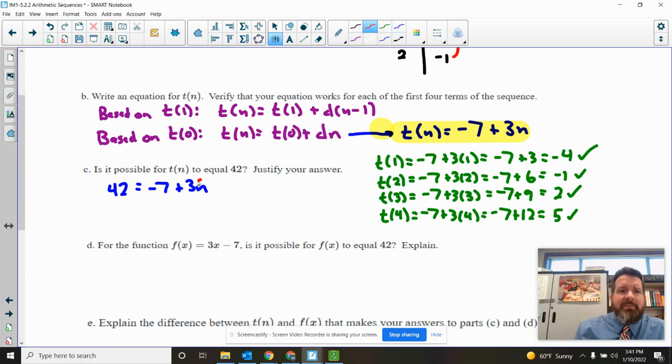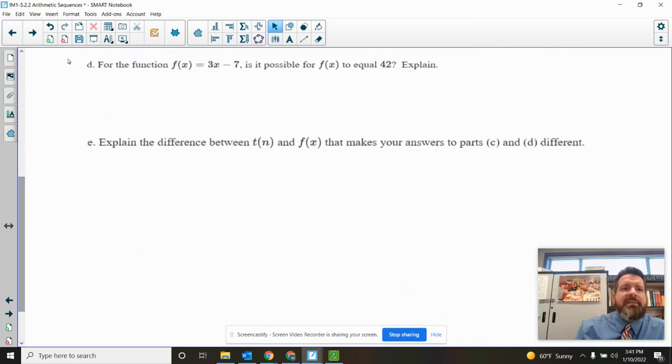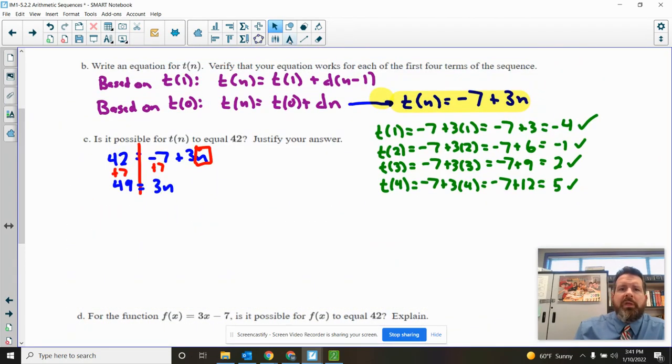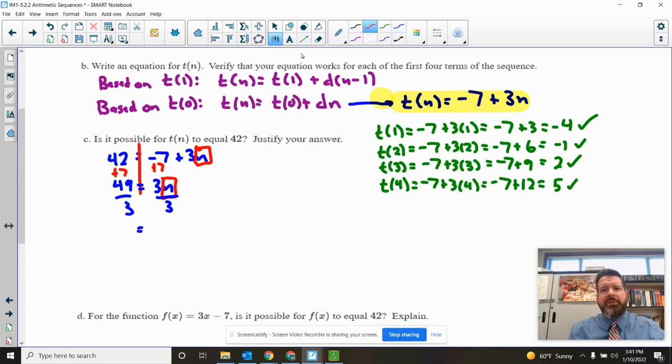So to get this n by itself, we are going to add 7. So I've got now 49 equals 3n. And I'm realizing I didn't leave enough space, so I'm going to make some more space. Let's continue on. I still want to get n by itself, so let's do a division by 3 and see what we get. So the n we end up with, I'm just going to check here, 49 divided by 3 is 16.3 repeating.